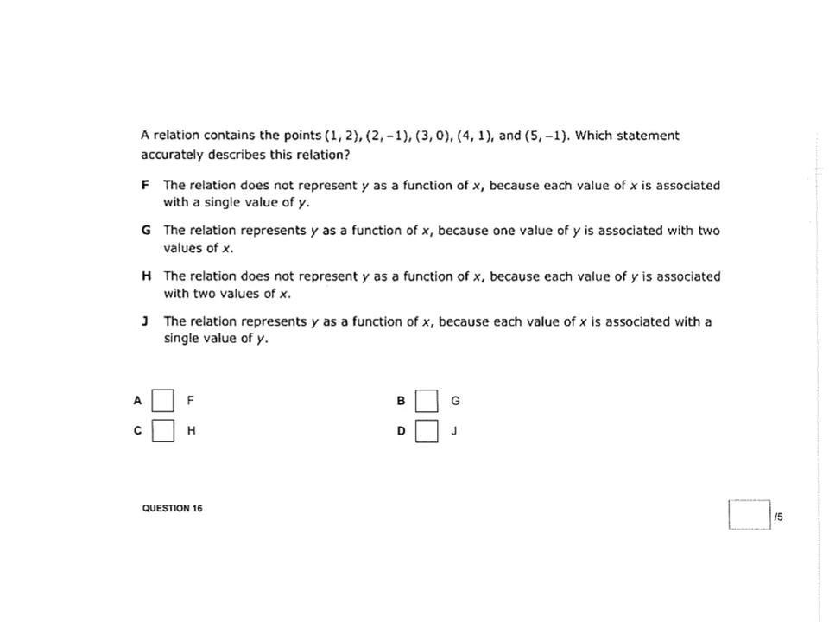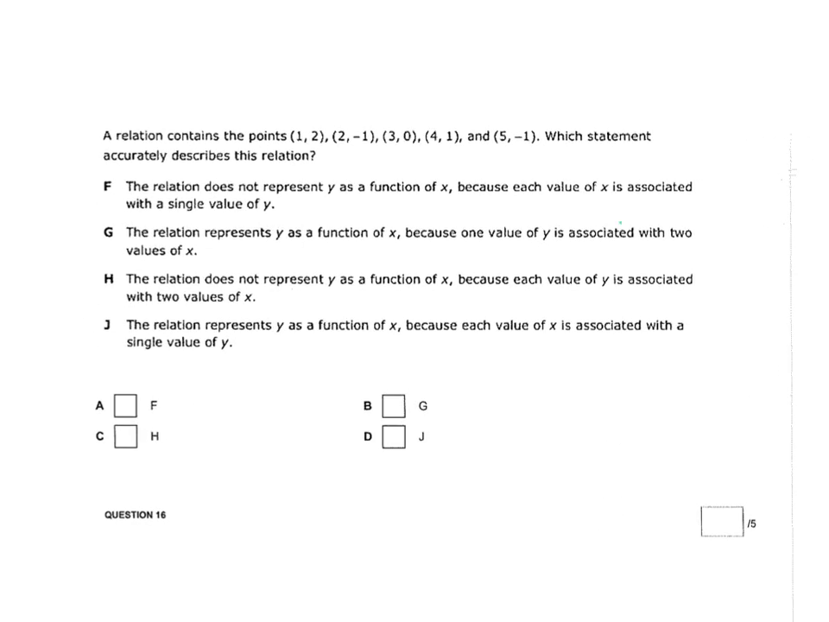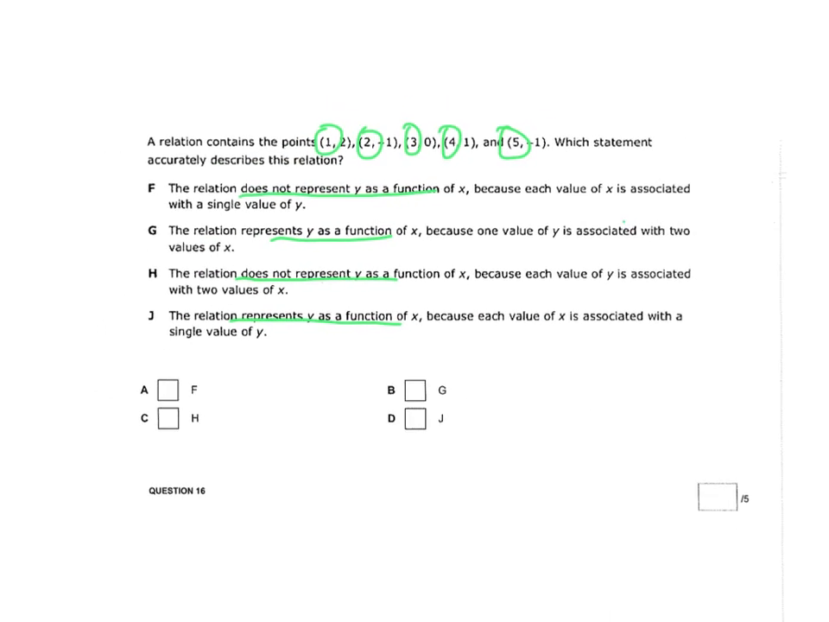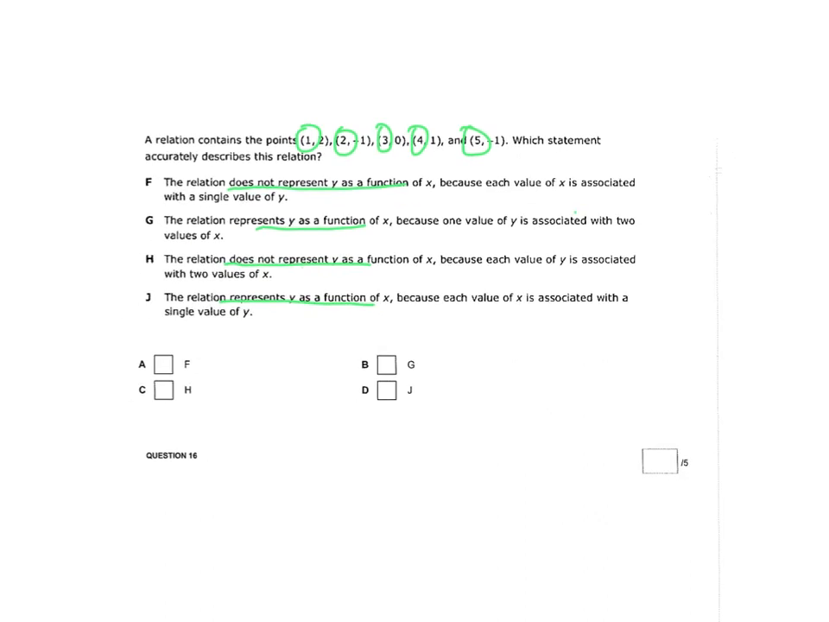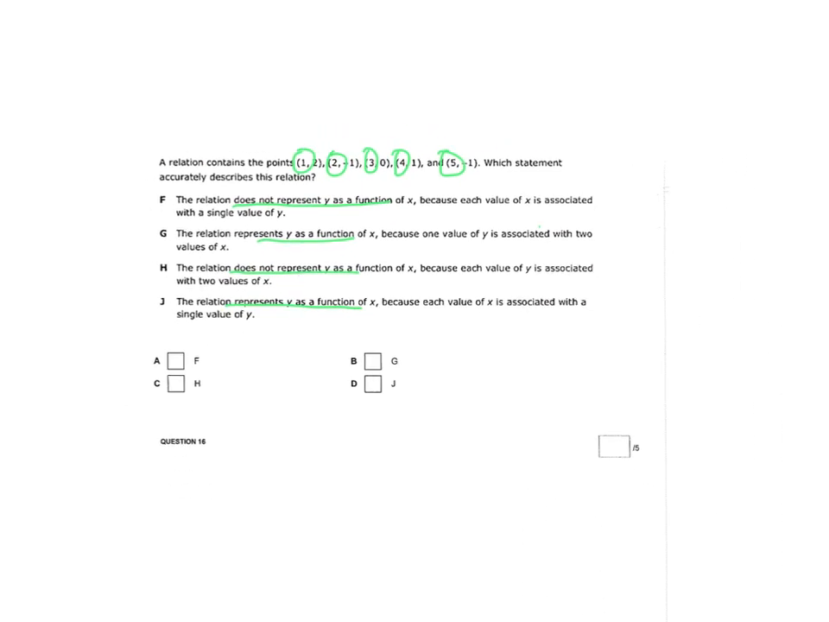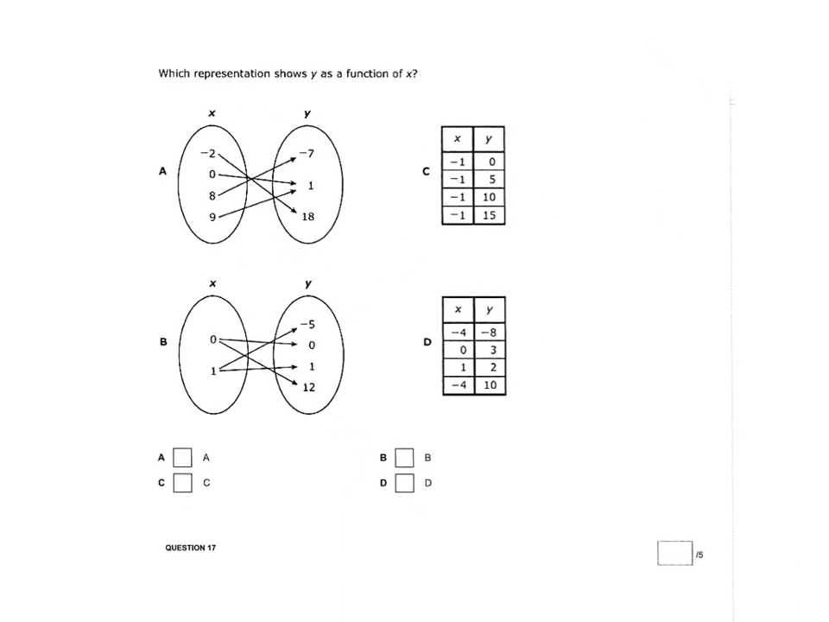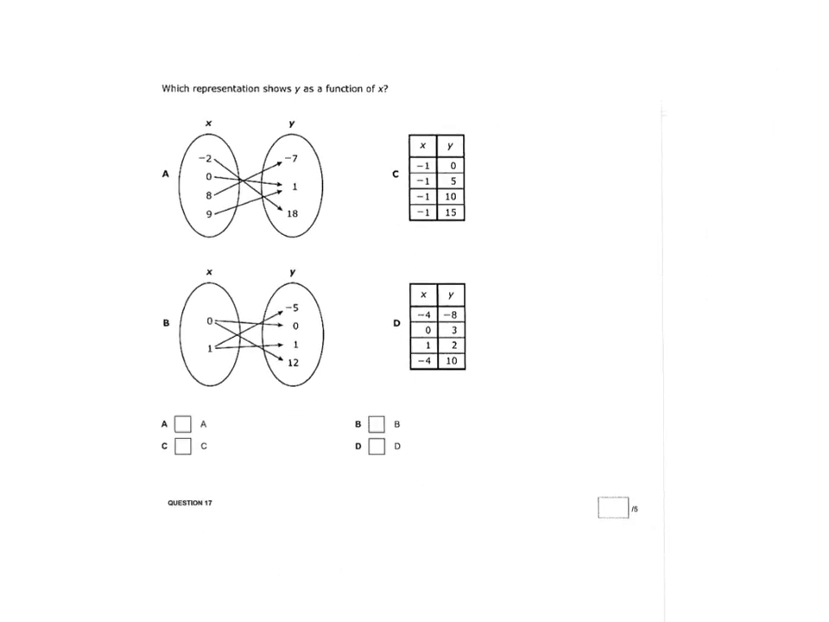Okay, which statement accurately describes this relation? All of these are saying they're a function. F says does not represent a function. G says it is a function. H says it's not. J says it is. Look at only your X values. Decide if it is a function or not. And then see what makes the most sense for the reasoning. Why would it not be a function? Remember, your X's cannot repeat. Which is a function? X values cannot repeat.